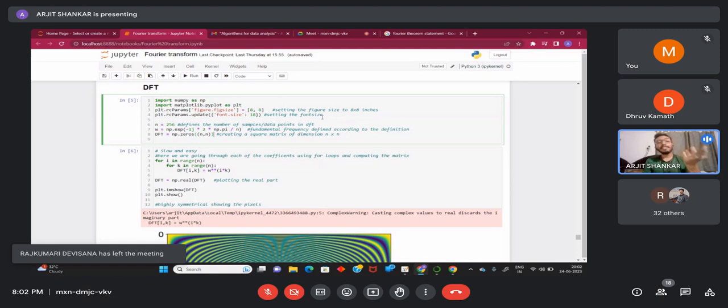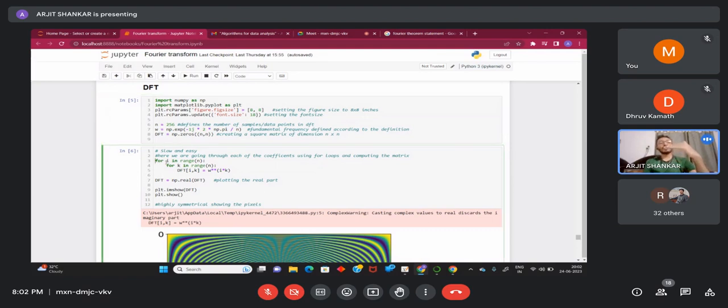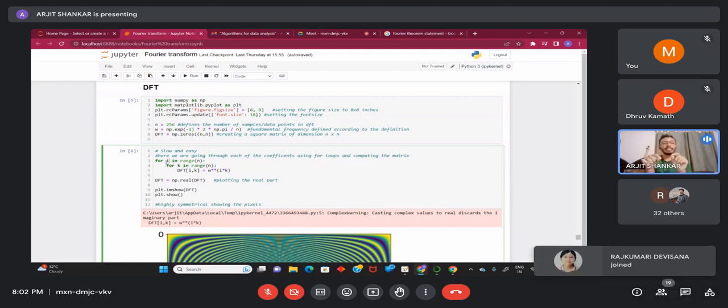Then, the way we did it earlier in the case of Fourier series, where we defined a whole row which was initially fully 0, now we are defining a matrix which is initially fully 0, n cross n. That's what np.zeros is, a square matrix of dimension n. Now there are two ways of doing it. I am leaving the first way, which is pretty easy. You are just running through two for loops, iterating through each and every element of j and k, and finding out each element one by one, which is pretty slow.